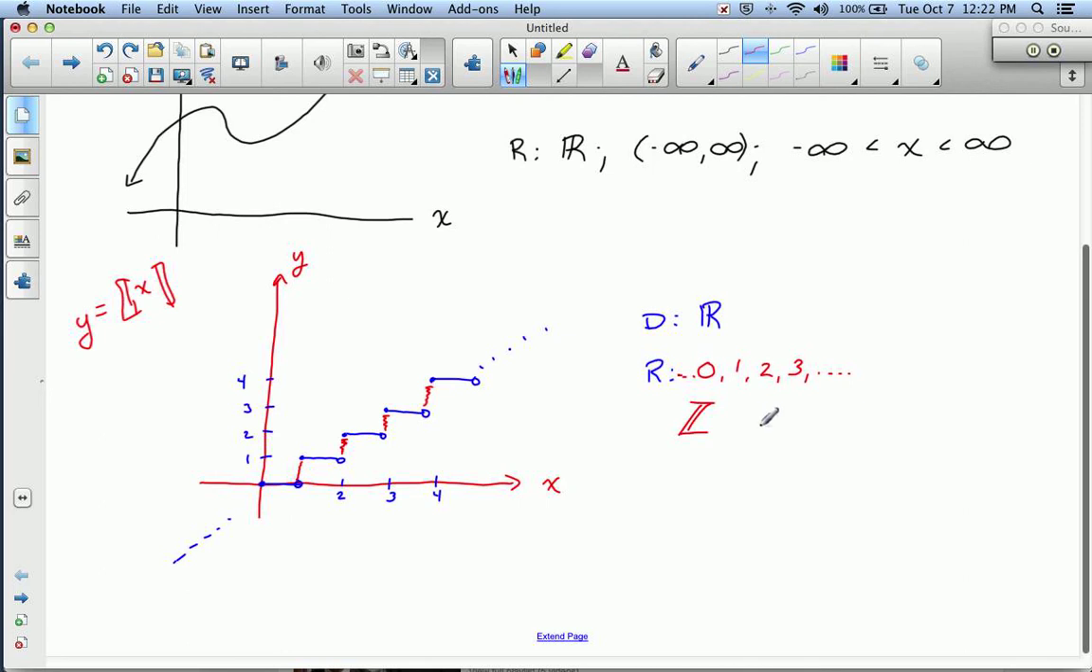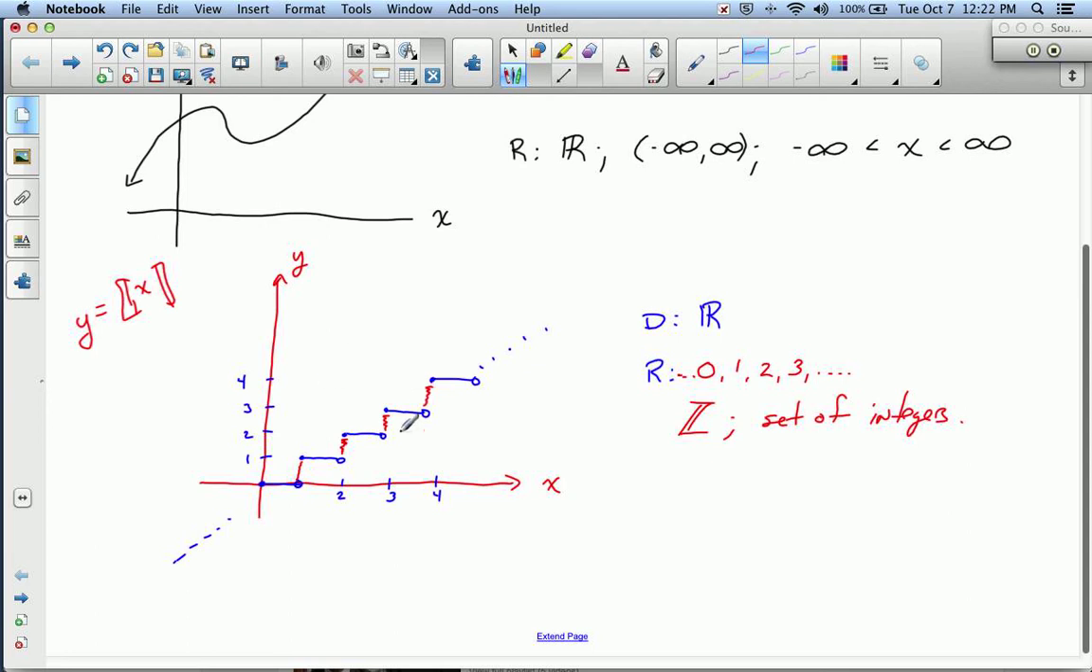Here's our symbol for integers. Or you can just simply write the set of integers. Again, it's a little extreme case, but the point is you should be able to say, oh, well, it only covers the values 0, 1, 2, 3, 4, 5, and -1, -2, -3, -4, -5, okay, for the range of the function. Notice I used the word function.